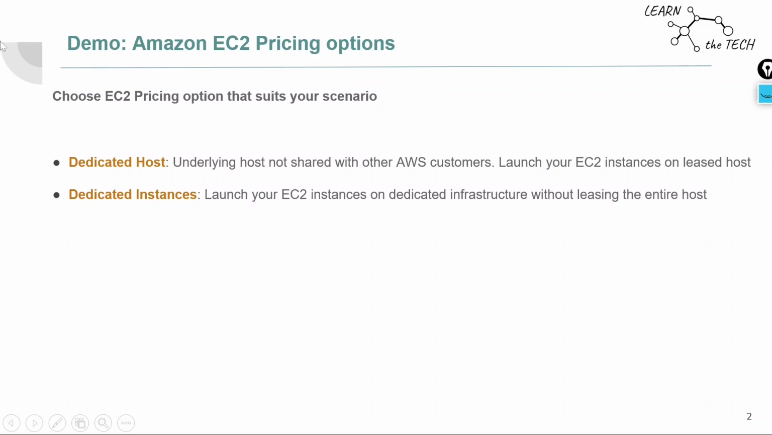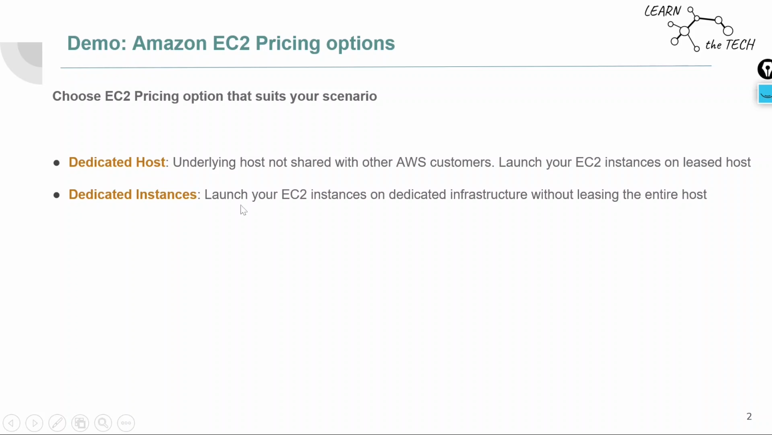In such cases, you can choose to purchase or lease an entire host for yourself, and then you can launch as many EC2 instances as the capacity of the host allows. You always pay the entire charges for the host, and you don't pay separately for the EC2 instances. Obviously, you can launch only as many instances as the total capacity of the host. So this is one option.